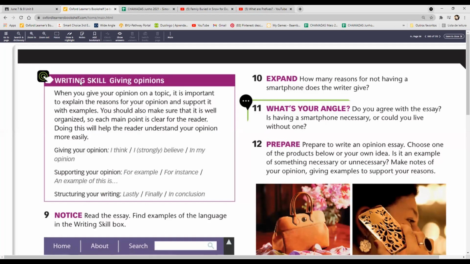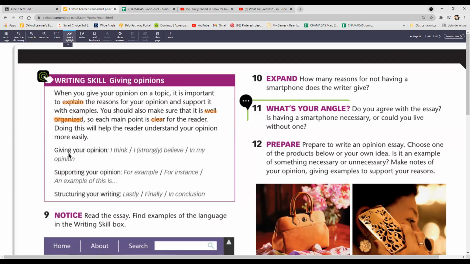So here we are talking about writing, not speaking, okay? So let's highlight this. This is a writing tip, okay? First, explain the reasons, okay? And you should also make sure it is well organized, so each main point is clear for the reader, okay? So very important to organize your ideas this way. Doing this will help the reader understand your opinion more easily.